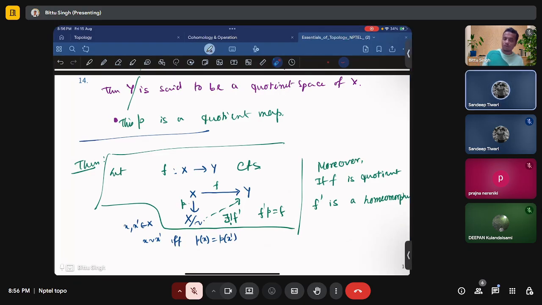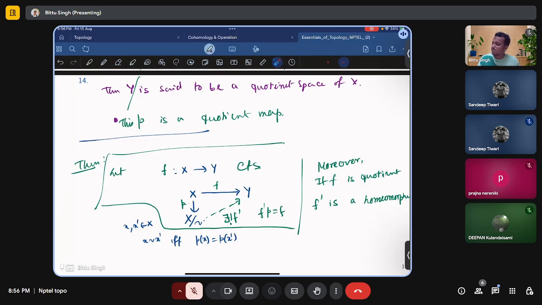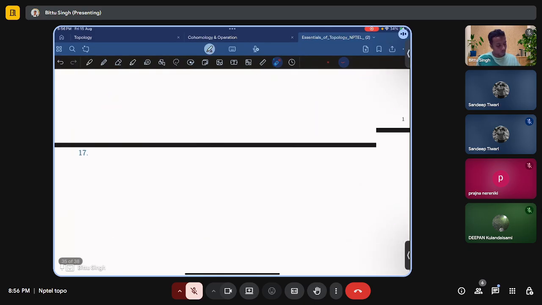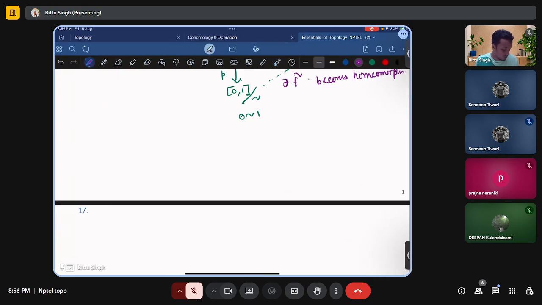Sir, can you recommend some book where quotient topology is defined in an easy way? Yes, it is already defined in Munkres, but there is a small book by Allen Hatcher. You can also look at that book, a general topology text of maybe 50 pages. You can search the keyword, you will get the book. There are lots of beautiful exercises where you need to identify the quotient space.